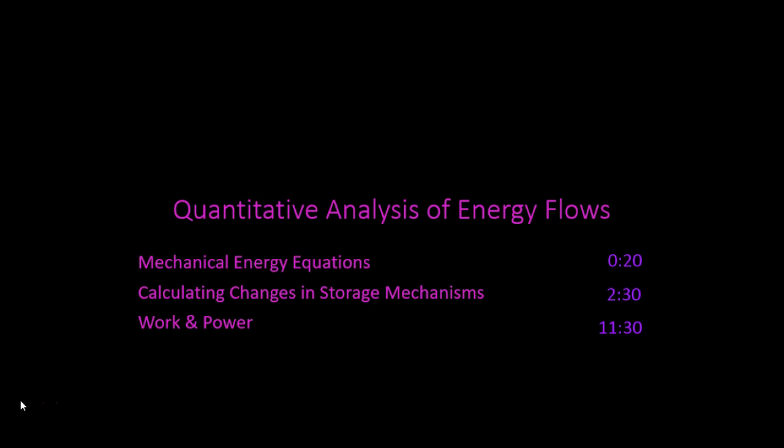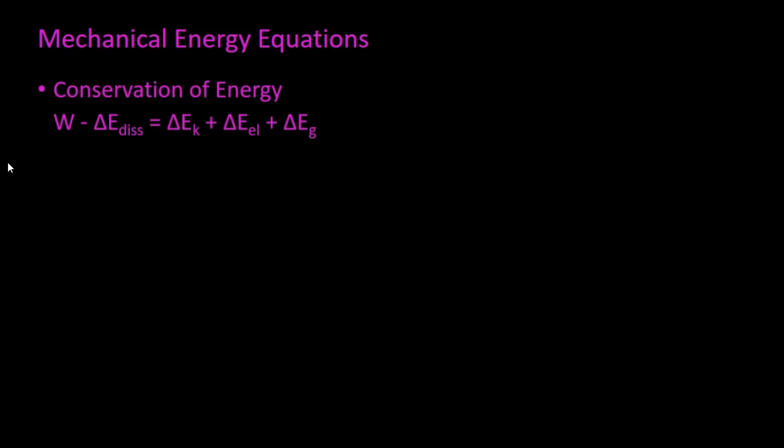Let's get started. Let's review the energy equations involved, and we're going to focus just on mechanical energy. First, there's the conservation of energy equation, and that's the energy transferred into the system or out of the system by work, less the energy dissipated by friction, is equal to the energy change in the object, specifically the energy change in the kinetic storage mechanism, the elastic potential storage mechanism, and the gravitational potential storage mechanism.